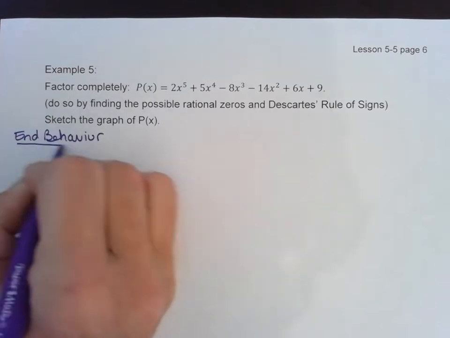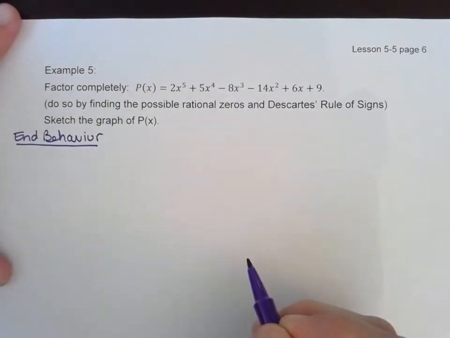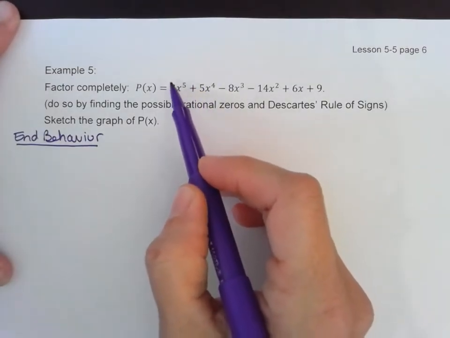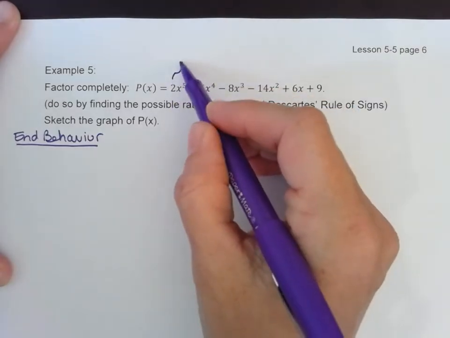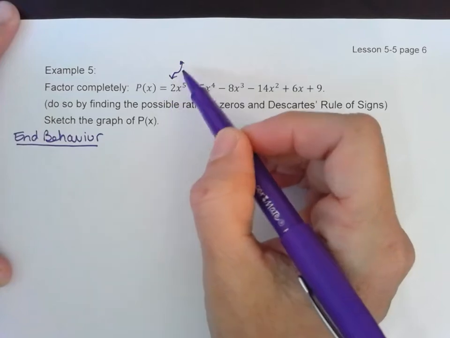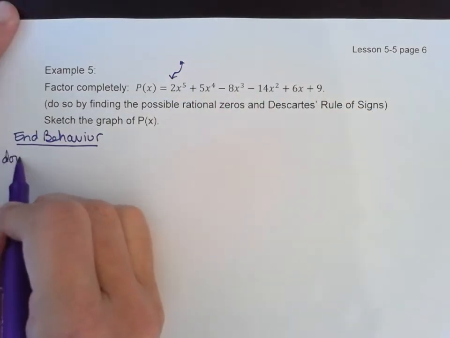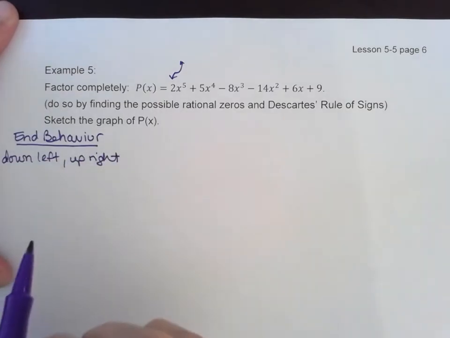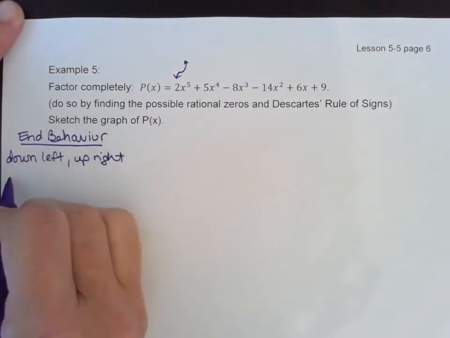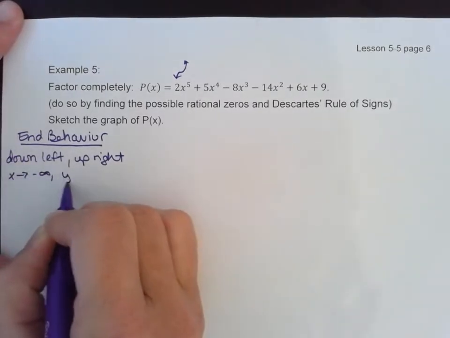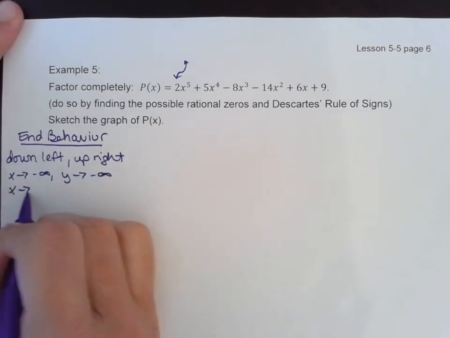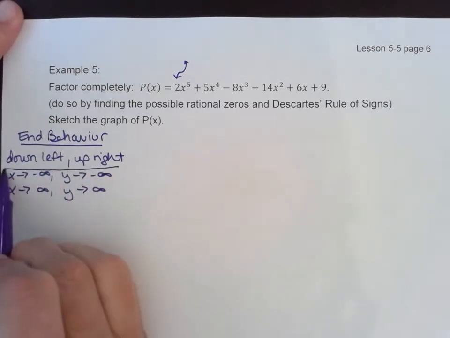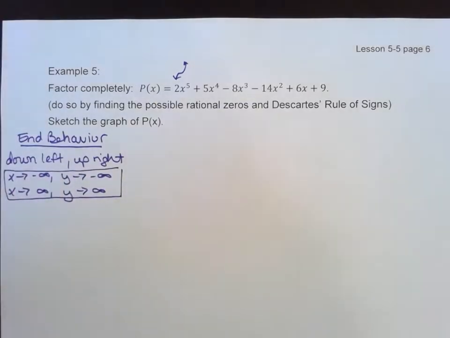I know it didn't tell us to find all these pieces, but it'll definitely help us sketch the graph. So this is an odd degree polynomial with a positive leading coefficient, which means it makes that shape. So that means down on the left, up on the right. And if you want to be algebraic about it, you would say that as x gets smaller, y gets smaller. As x gets bigger, y gets bigger. Okay, so this is our end behavior. We'll work on that at the very end when we start to graph it.